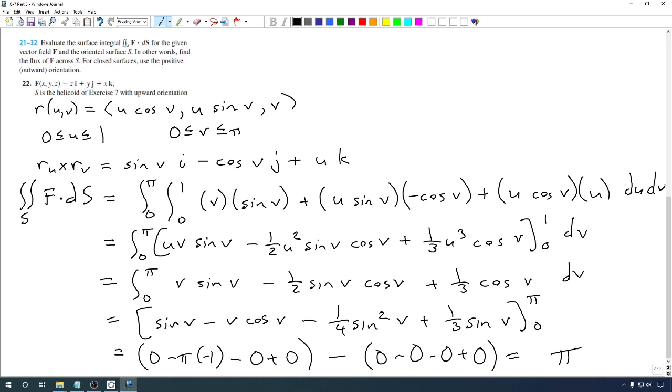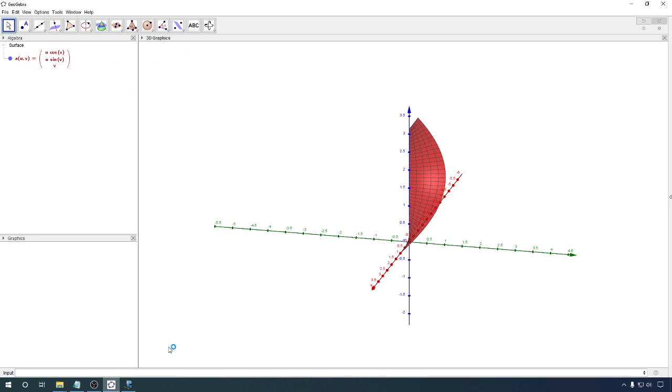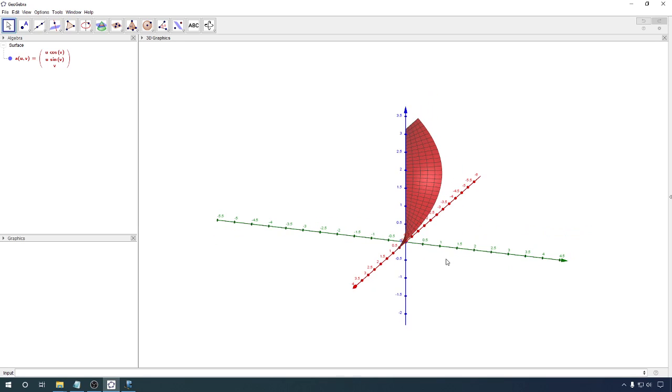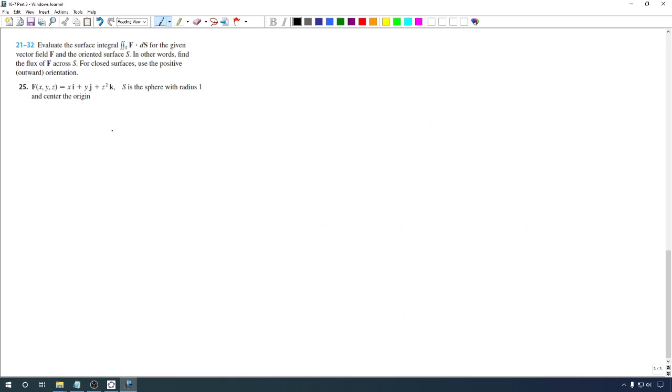So the integral of this vector field through that surface, this helicoid that we have, is exactly just pi. We'll move on to problem 25.